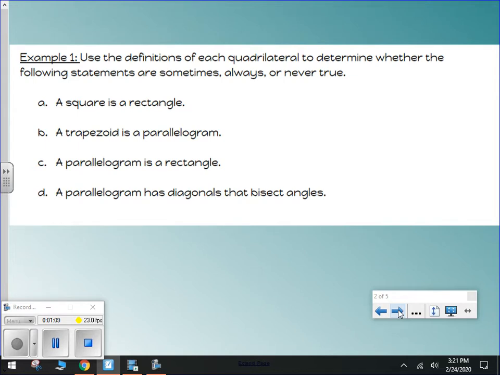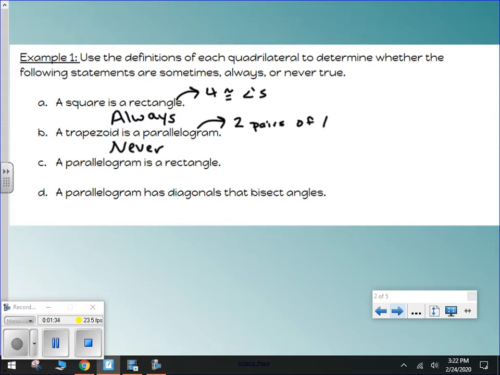All right, now that you're back, a square is always a rectangle. The only stipulation to be a rectangle is 4 congruent angles, and a square has 4 congruent angles. So a square is always a rectangle. A trapezoid is never a parallelogram. The stipulation to be a parallelogram is 2 pairs of parallel sides, and trapezoids only have 1 pair of parallel sides. So it can never be a parallelogram.